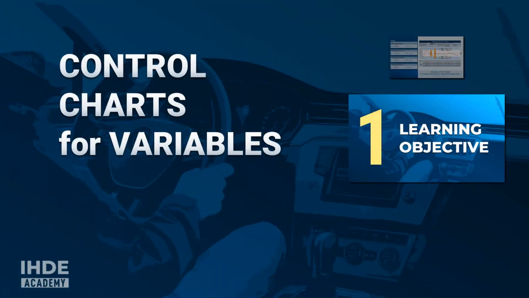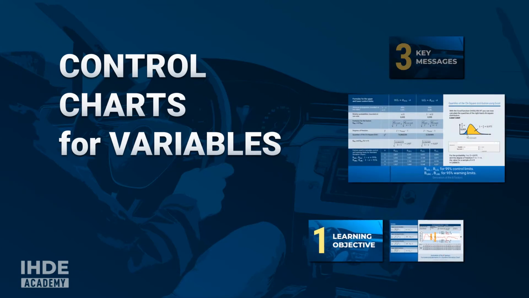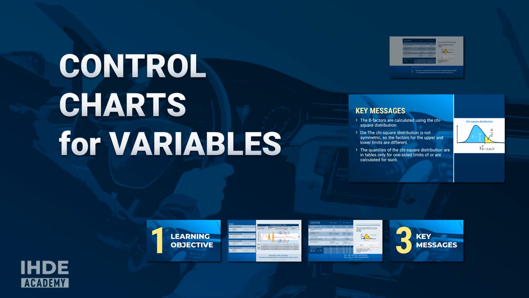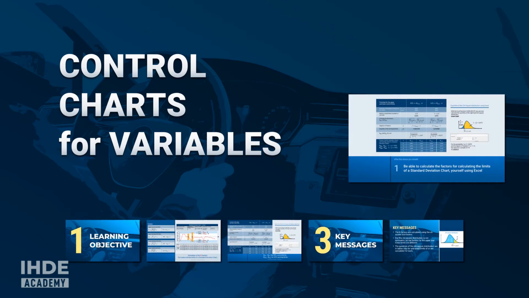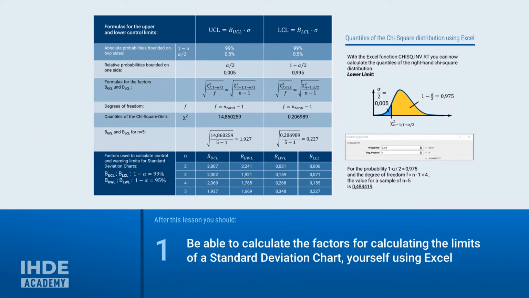In the lesson on creating a control chart to monitor the standard deviation, the b-factors were taken from a table. In this lesson, we will show how to calculate these factors. And hello again to this lesson, which has only one learning objective. After this lesson, you should be able to calculate the b-factors yourself for different sample sizes and non-interference probabilities.